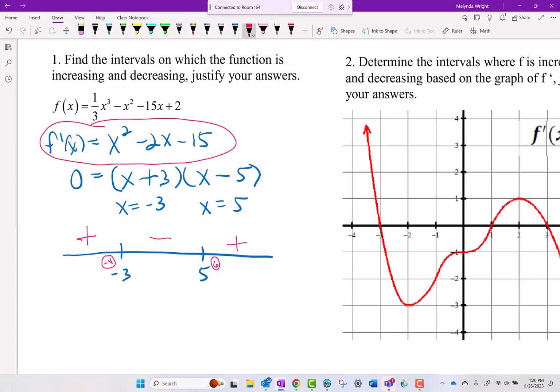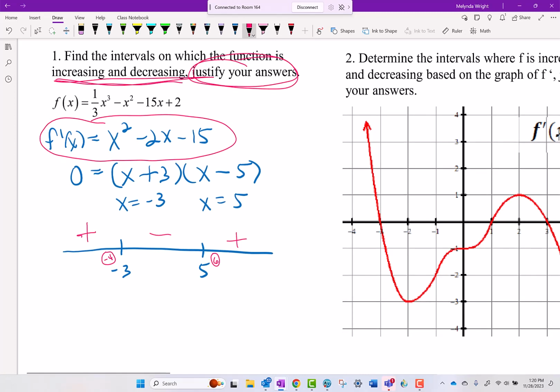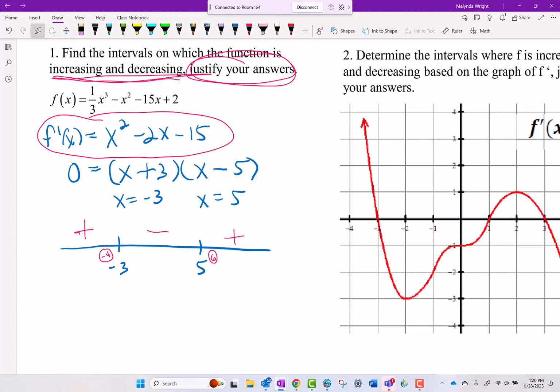Now we're going to read the sign chart. We're looking for increase, decrease, and we need to justify. So we're just going to start writing that. We are increasing from -infinity to -3, and parentheses are sufficient. You do not need to bracket it in. And from 5 to infinity.